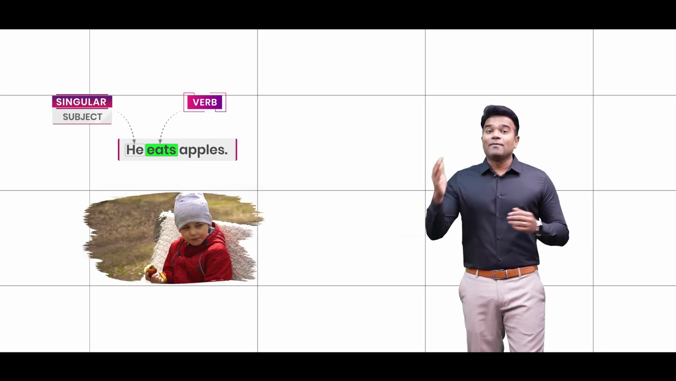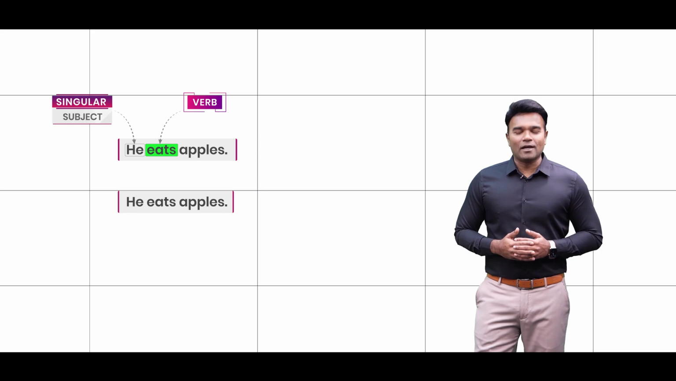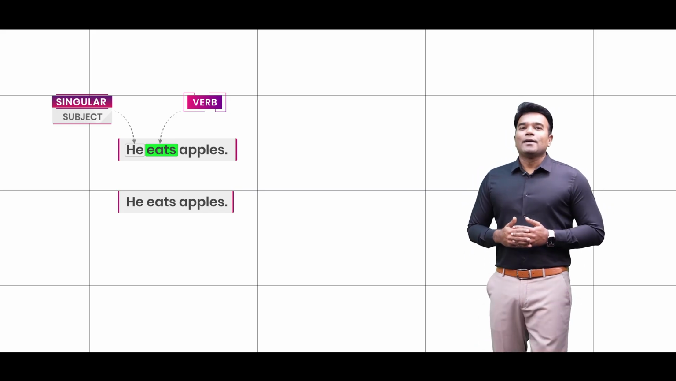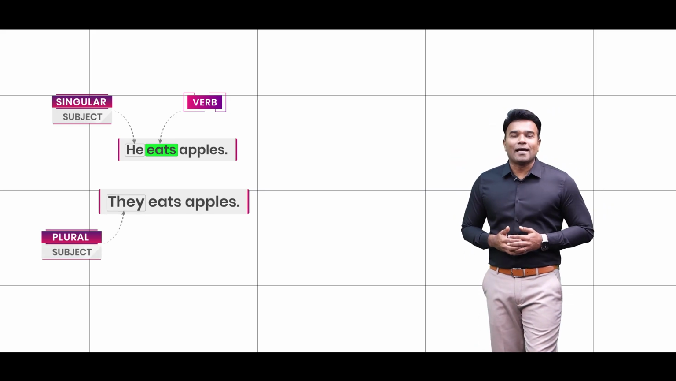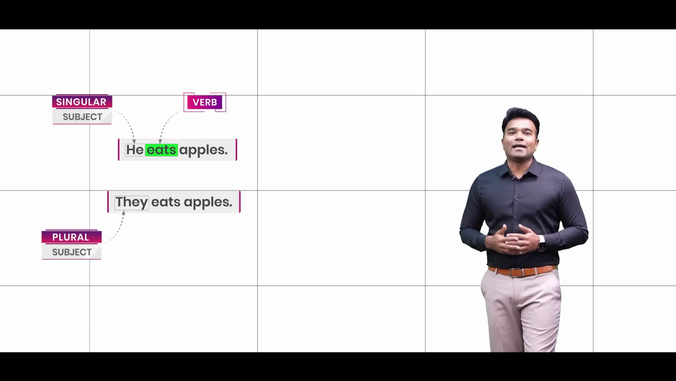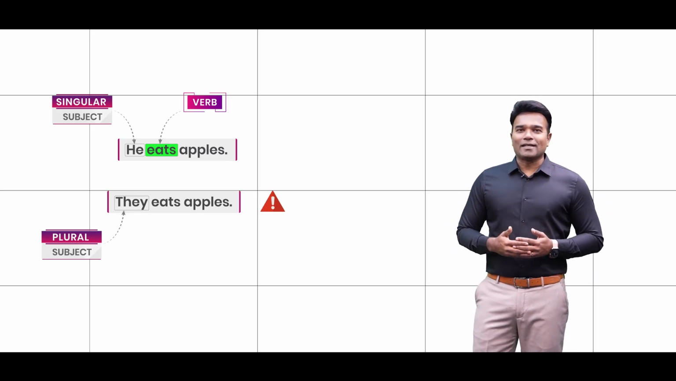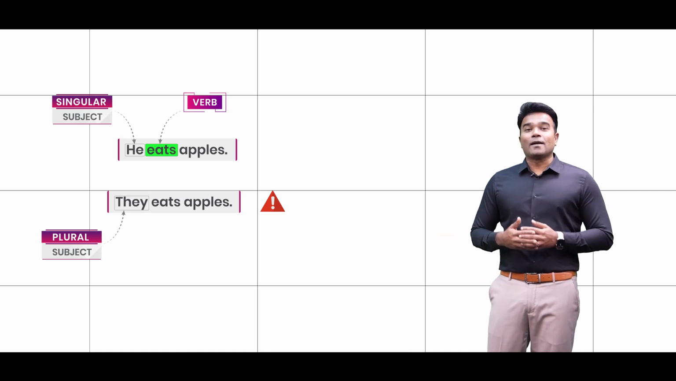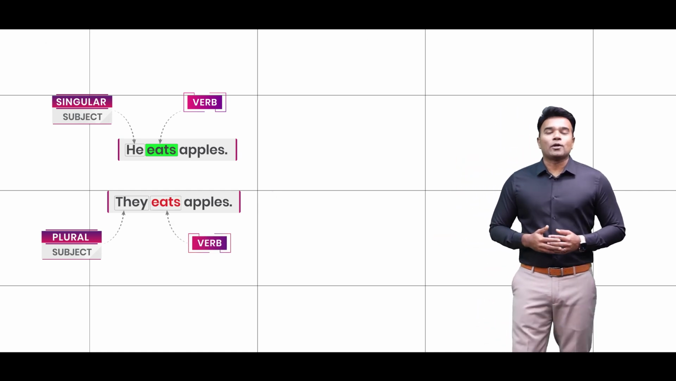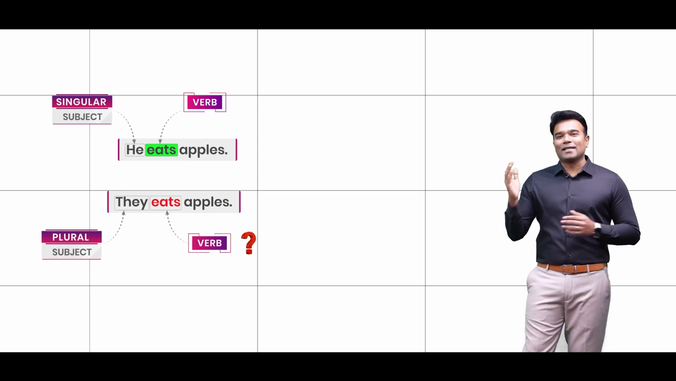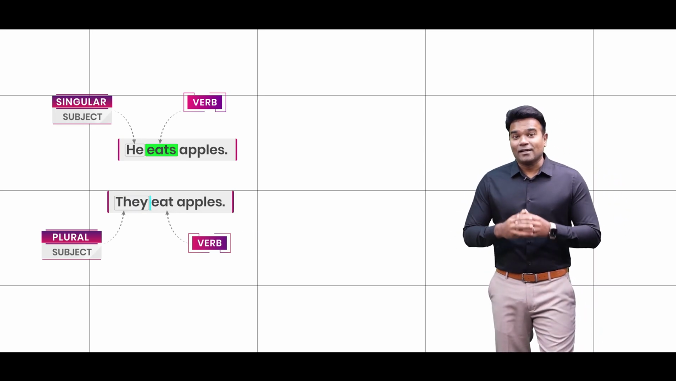But then in case I change this singular subject to a plural subject, what I mean to say is that instead of he, if I happen to use they, then the sentence "they eats apples" definitely is not a grammatically valid sentence. In other words, the verb here definitely is not the right kind of verb to be used, and if you ask me what the right verb is, then I will have to replace eats with eat.